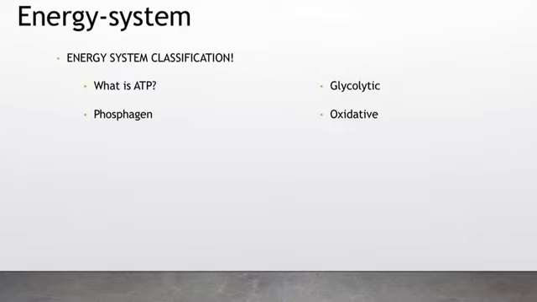So there are 3 different energy systems. The first is phosphagen, and that system uses our stored ATP. So it's really quick and really fast. There's not a whole lot stored, and we'll get into that soon.